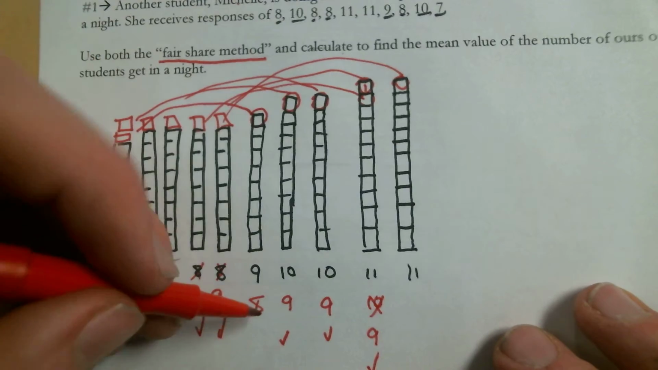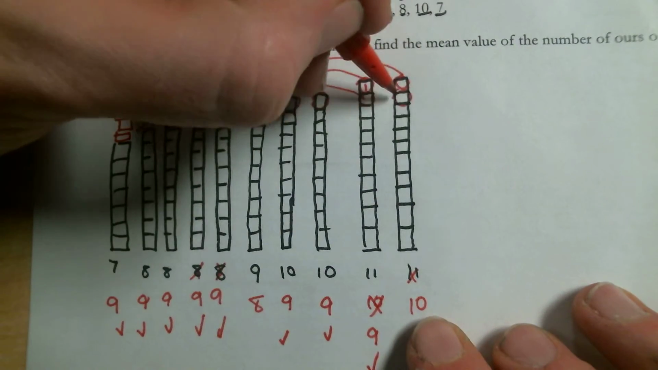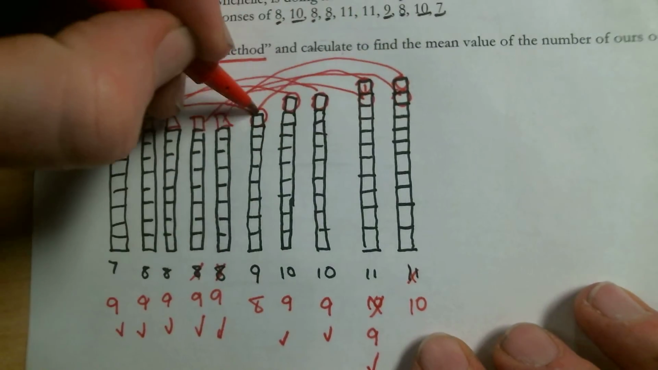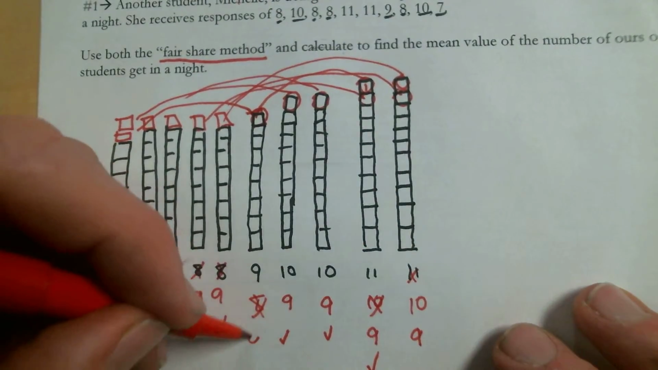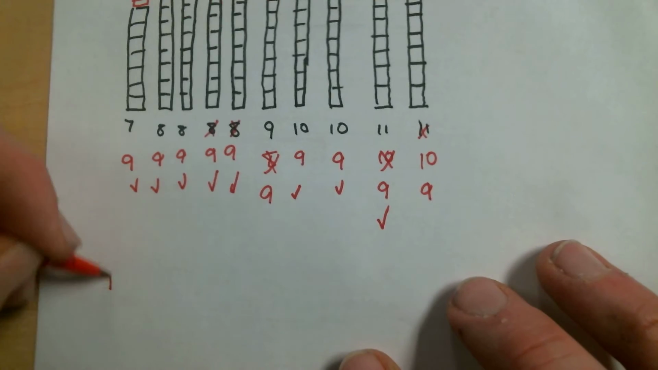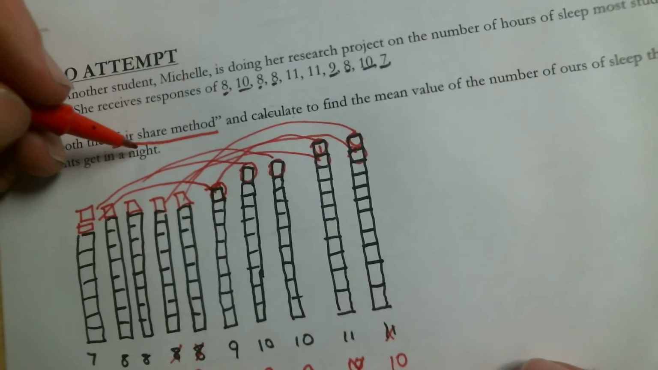Now we're good. Now I just have to get this one. This one is now at 10, so I can take one more away, and the only one not there is this guy, so I just got to replace it right here. Put it right back on there. Now all of these are at 9. So this represents that we've made the fair share, and so the mean is 9. So remember, this is the fair share method.